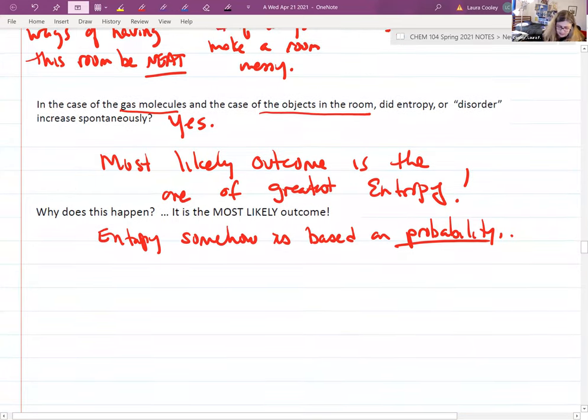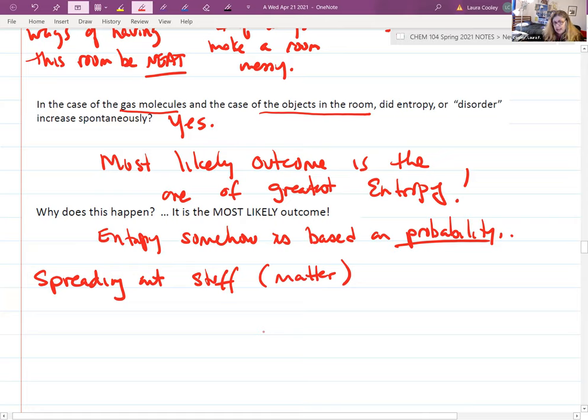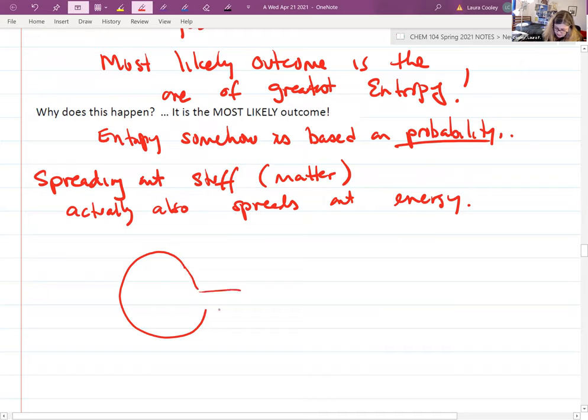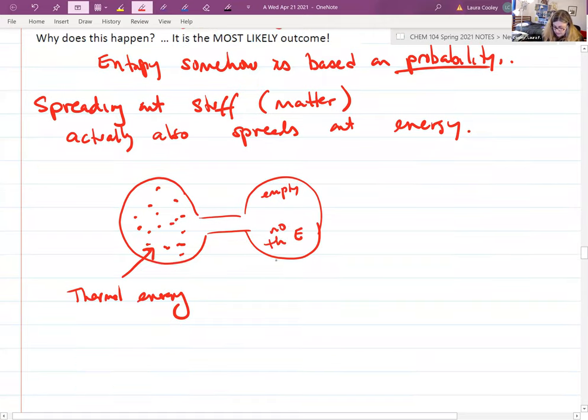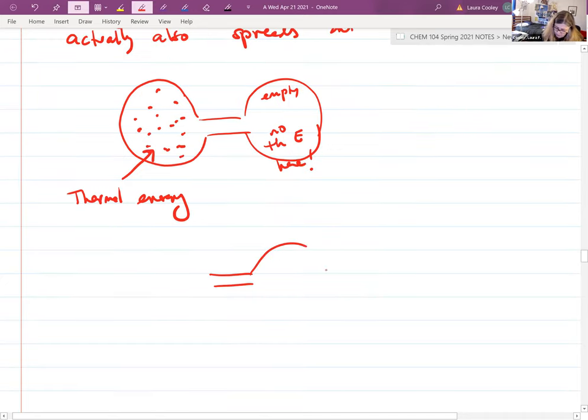So there's another thing I want to say, and that is that spreading out matter, stuff. So we call stuff matter in chemistry, right? Spreading out stuff actually also spreads around energy. And if we go back to the example that I talked about a little while ago, here's our chain. Suppose we have all the molecules on one side, and this is just empty, okay? These guys have thermal energy. There's no thermal energy here. But if you spread the matter around, so now you have, say, half here and half here.